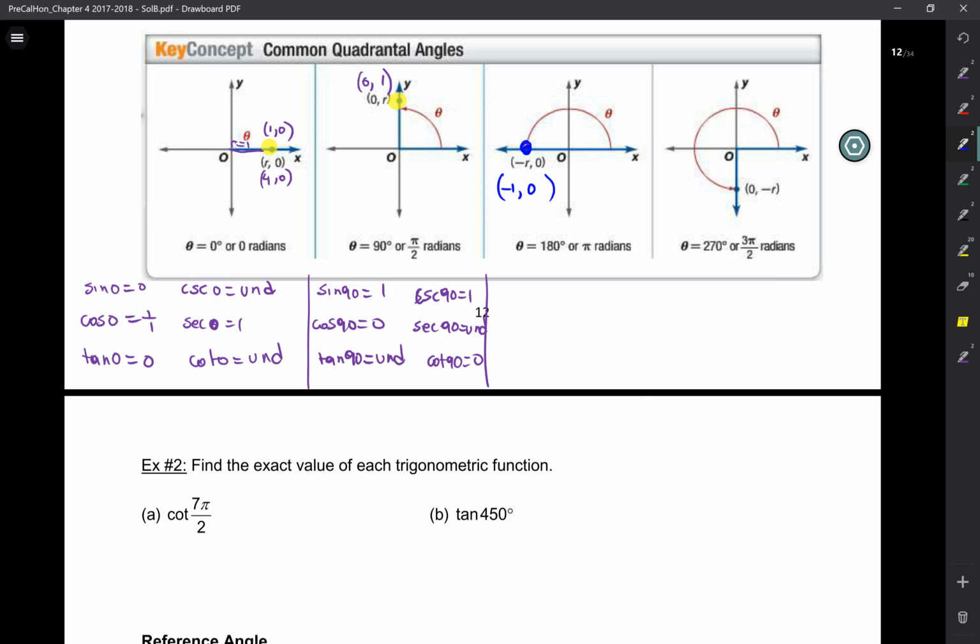Okay. So, if you have questions on this, what are you supposed to do? Come to bonus. Come to bonus.